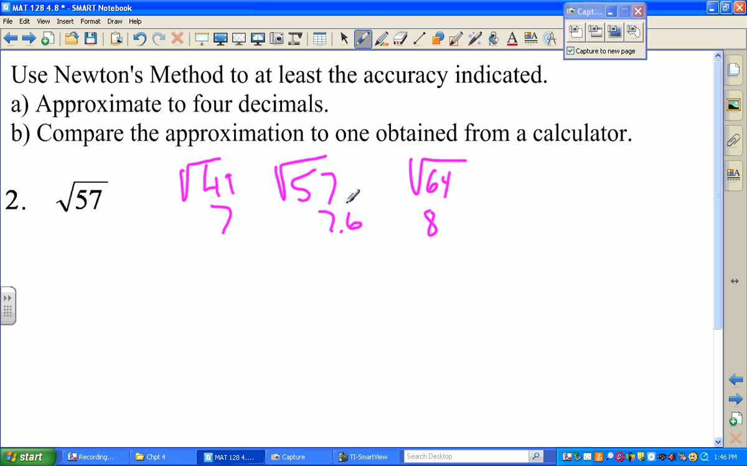The equation that would generate this is obviously x squared minus 57 equals f of x. Okay? X squared minus 57 equals f of x. So the derivative is pretty easy. It's going to be 2x. All right? Yeah, that's what I'm going to use, y1, y2.